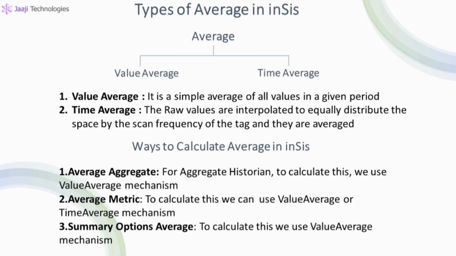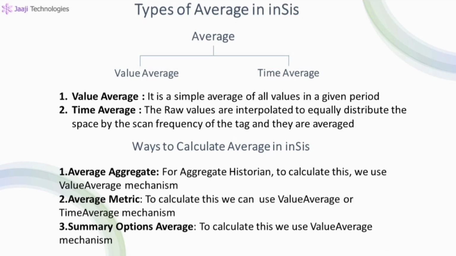In case of time average, the raw values are interpolated to equally distribute the space by the scan frequency of the tag and they are averaged. It is going to create a snapshot within the interval. For example, if you want to calculate one day average, the scan frequency of the tag is 1 minute, it will have 1440 samples. It will take average of those values, so basically it interpolates within that interval.